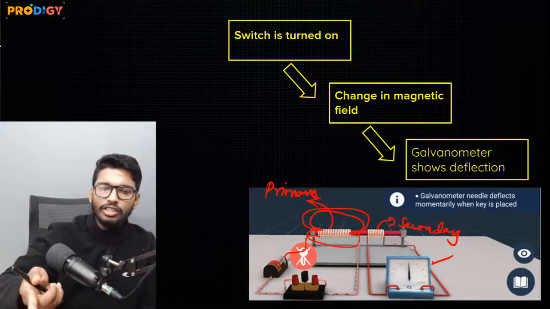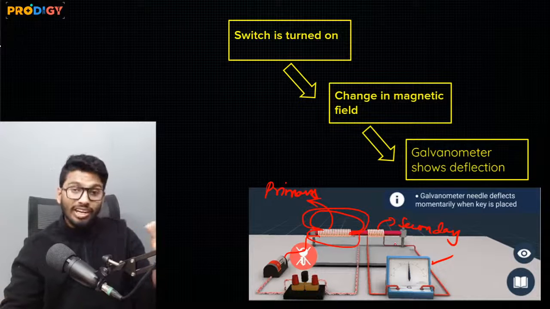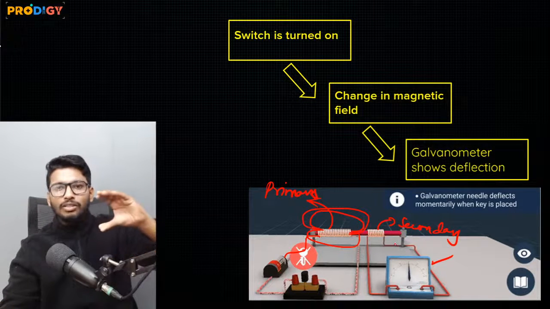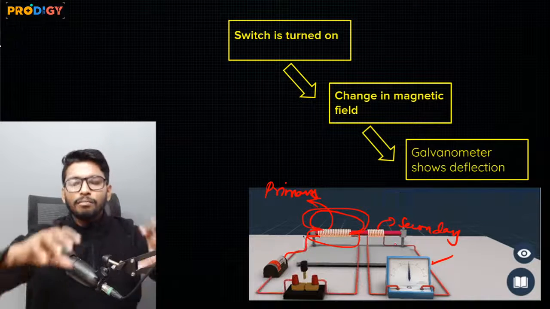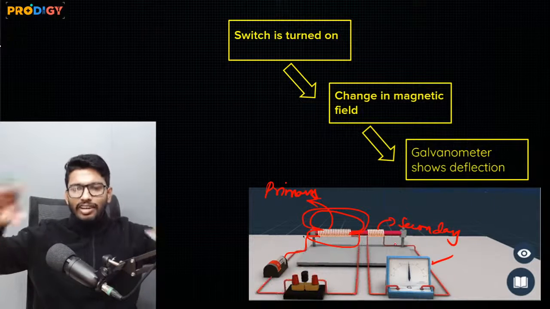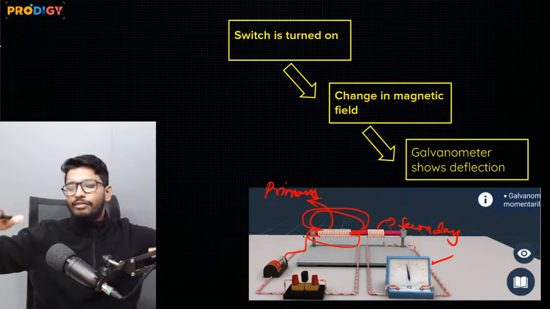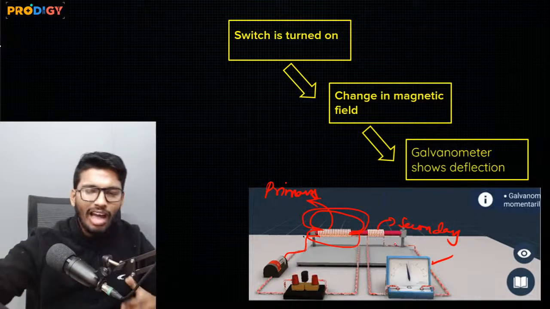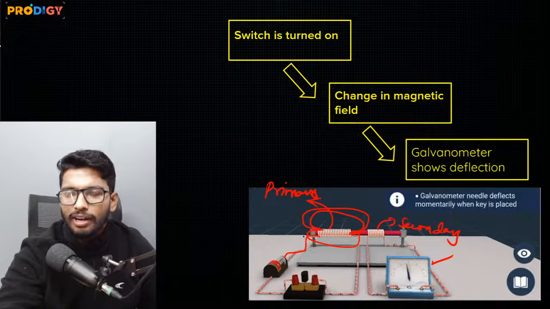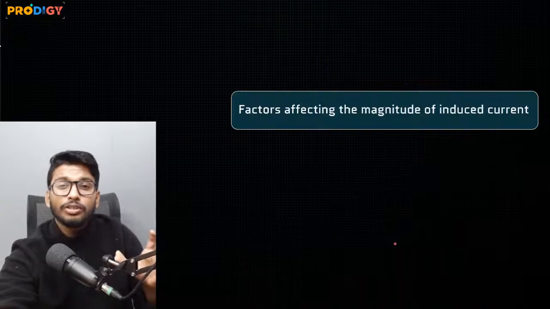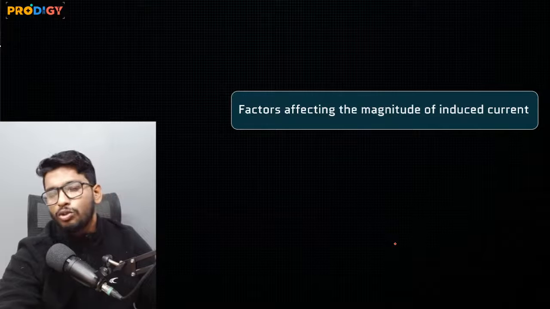Because of that induced voltage, there's a current induced. But it doesn't last for long, because after the first couple of seconds, the magnetic field becomes constant. It becomes steady. It's not a changing magnetic field. As soon as it becomes steady, the current in the secondary coil also stops, since the voltage being induced basically stops.